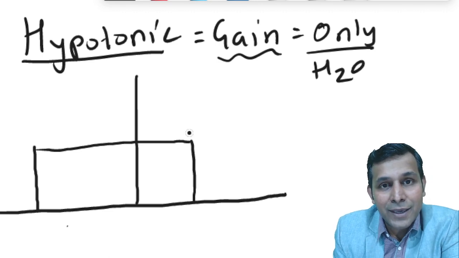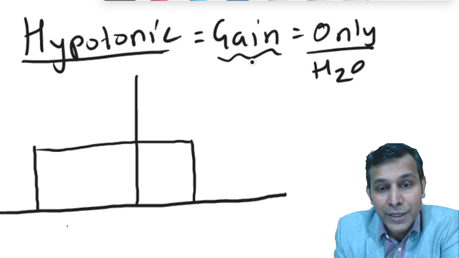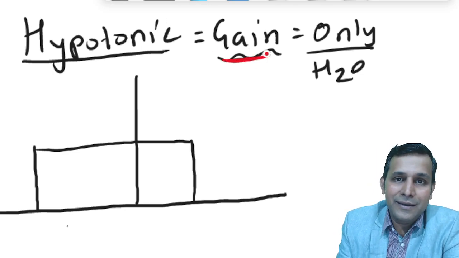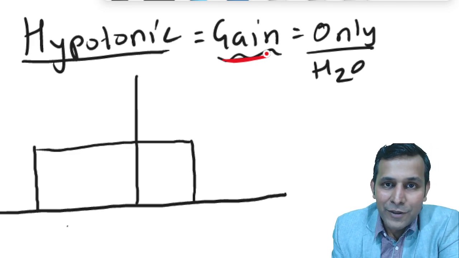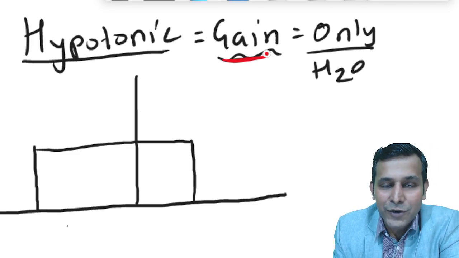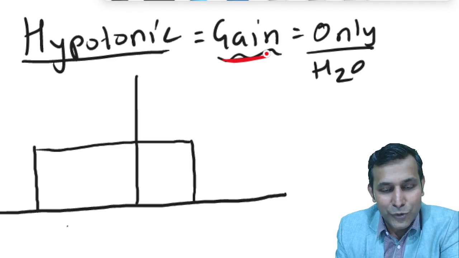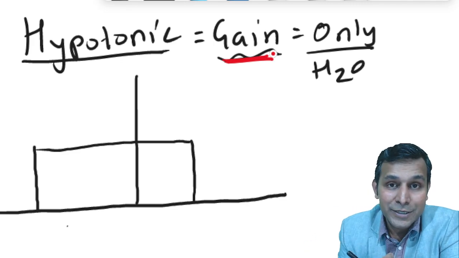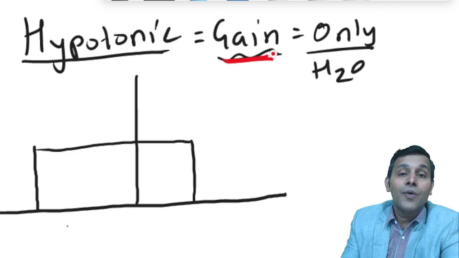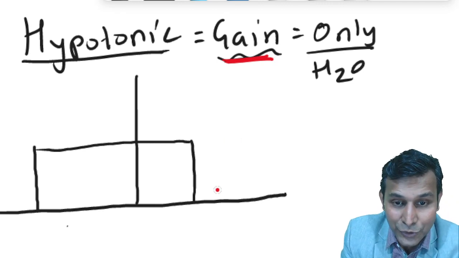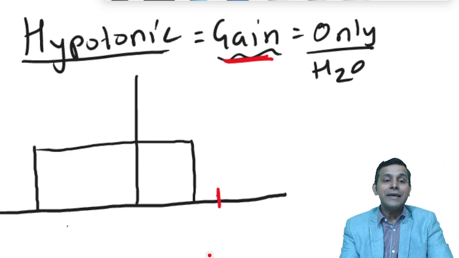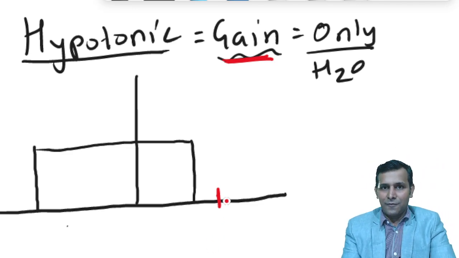Now the term is hypotonic gain. The word is gain, and as we know, when we use the word gain, first we are going to change the ECF volume. ECF volume in gain means we are gaining more water. The person is gaining more water. So the ECF volume is going to increase. That is hypotonic gain.